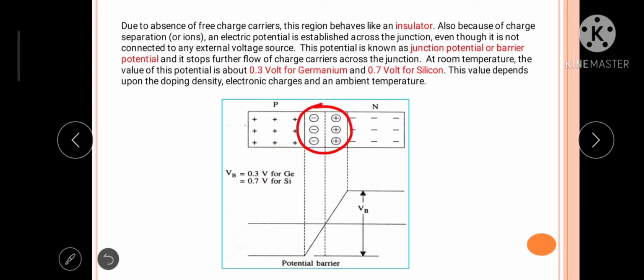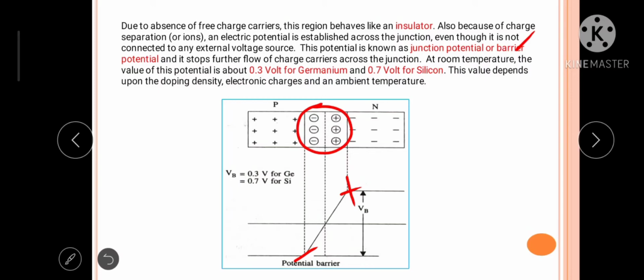Also, because of charge separation or ions, an electric potential is established across the junction, even though it is not connected to any external voltage source. That means in this region we get positive polarity towards this side and negative polarity toward this side. This potential is known as junction potential or barrier potential, and it stops further flow of charges across the junction.